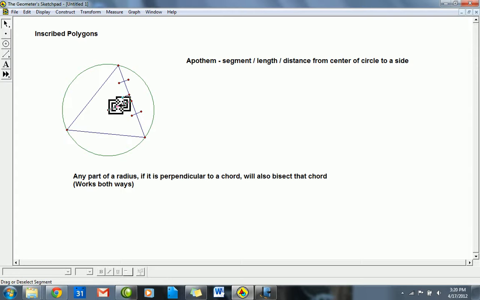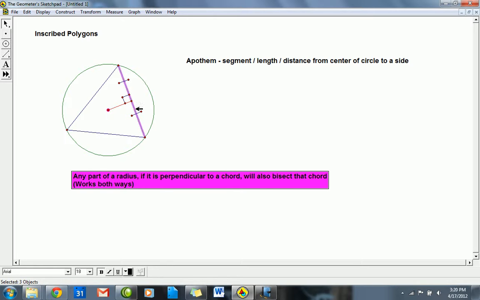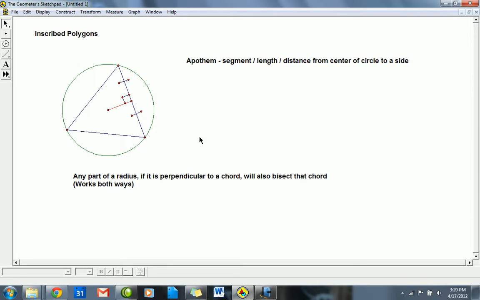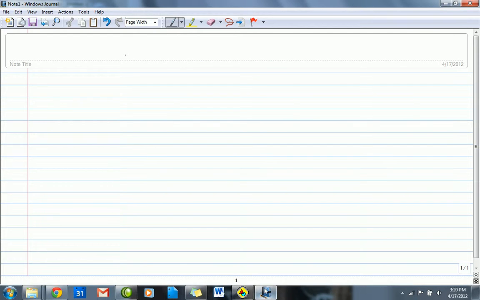The length of that represents the distance from the center of a circle to a side of an inscribed polygon, which is why it's perpendicular. And remember, if it's perpendicular, it also must bisect that chord or side of the inscribed polygon. Okay, so let's take a look at how we may use that idea. And I'll give you a problem.